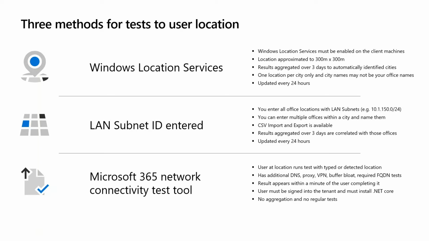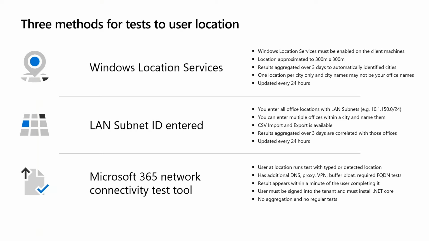And you can also export those too. Again, we aggregate the result information over 3 days, and we update it every 24 hours. So it is the same aggregation as if you were using Windows Location Services. Just on one hand, you turn on that switch, which turns on longitude and latitude at the clients. The other hand is you pre-enter your locations with their LAN subnet information.